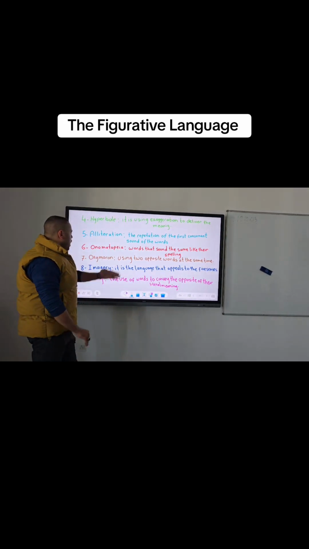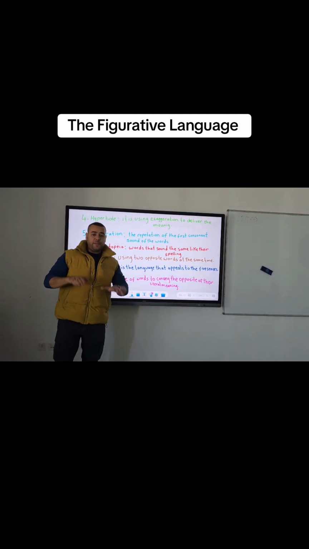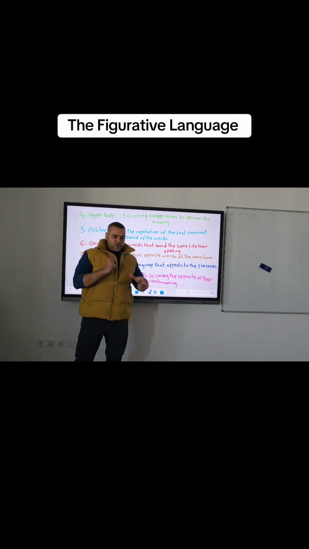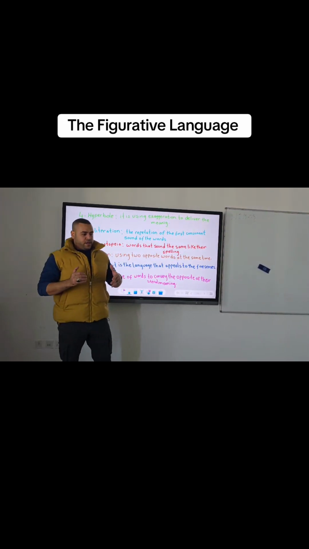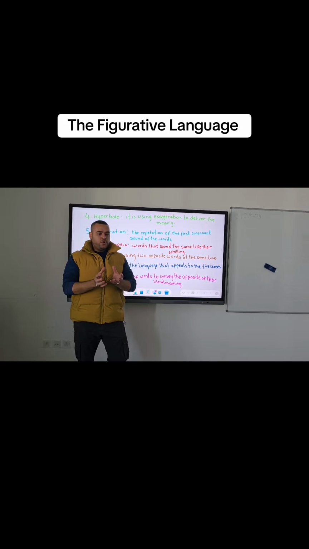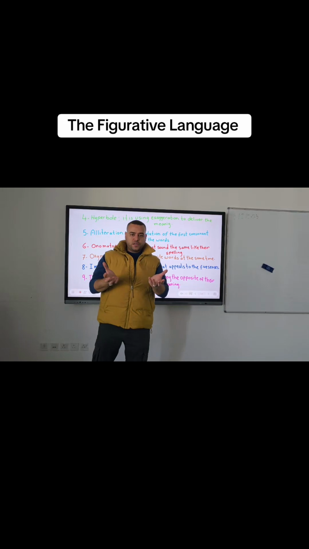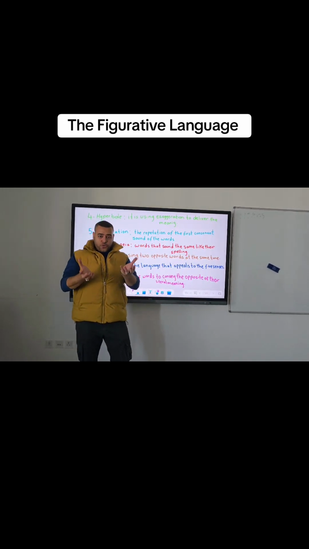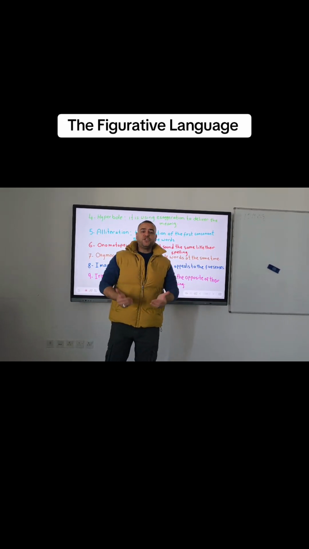For number 7, the oxymoron. The oxymoron is using two opposite words at the same time. It's like when you say the freezing ice burned my hand. So here you used freezing and you used burned. So the two words are opposite, but using this opposition or contradiction helps in delivering the meaning in a better way.